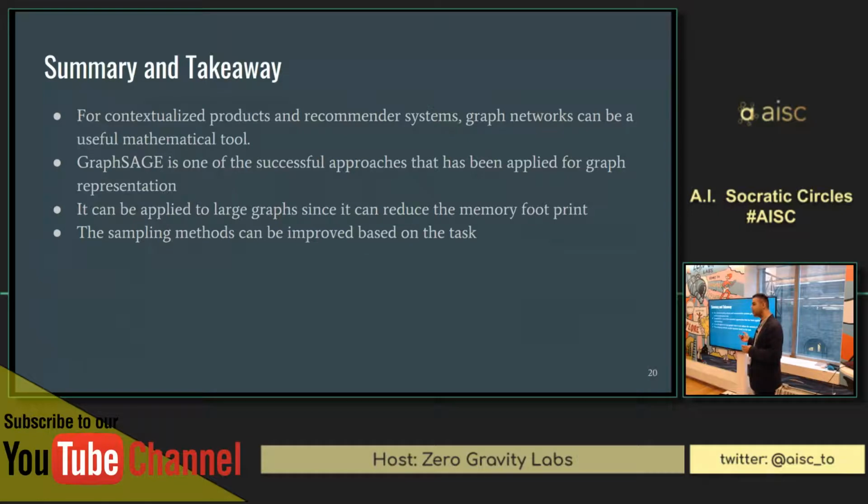And the sampling method can be improved later because, depending on the context, having a uniform random sampling may not be the best case. So it's dependent on the context. That's why, for example, for negative sampling, they propose heuristic methods for how to do the sampling of negative ones and the positive ones as well.